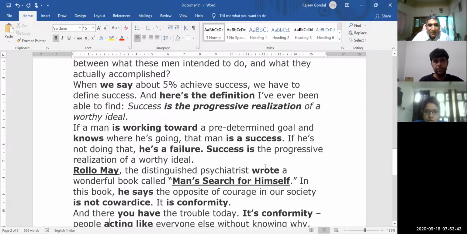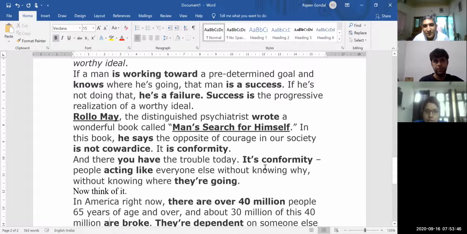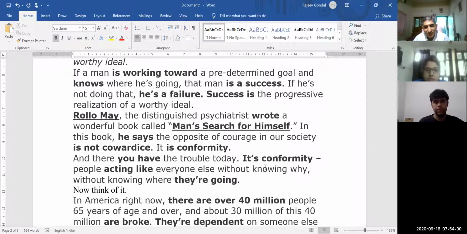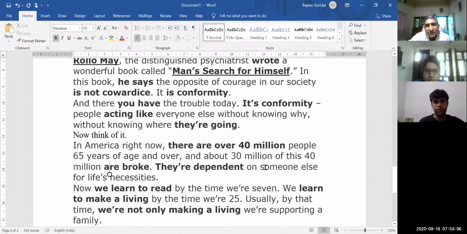And Rollo May, in The Courage to Create, wrote a wonderful line, this is past. He says, this is present. Our society is not cowardice, this is present. It is conformity, this is also present. And there you have the trouble, this is also present. It's conformity, present.